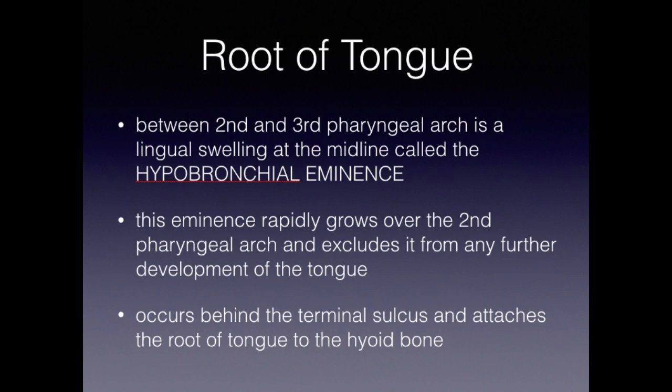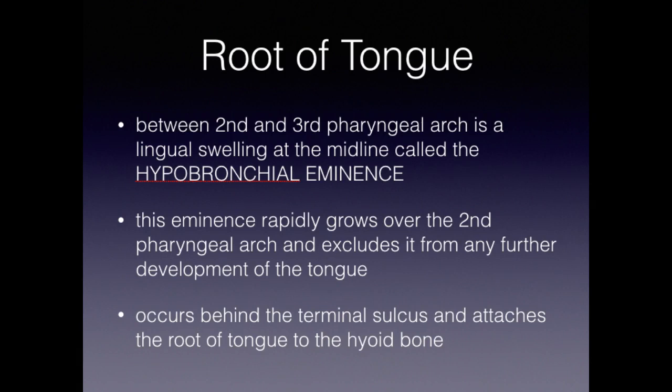The root of the tongue will grow below those initial lingual swellings, but again in the center line, but now between the second and the third pharyngeal arches. The swelling actually comes from the third swelling, and that swelling is called the hypobranchial eminence. This will be the structure that will become the root of the tongue. This eminence actually grows over the second arch and excludes the second arch from any further development. So really the root of the tongue comes from the third pharyngeal arch.